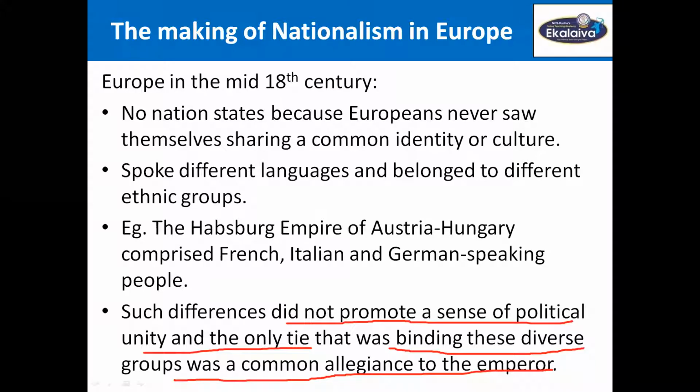Common allegiance means, irrespective of the emperor. Take the example of Austria-Hungary. Definitely the Austrian ruler only should rule them. But we can see that different dominant groups were there. And never ever did they think they are in a different country and among the other country people, other dominant groups.